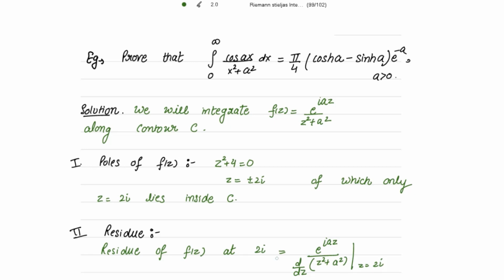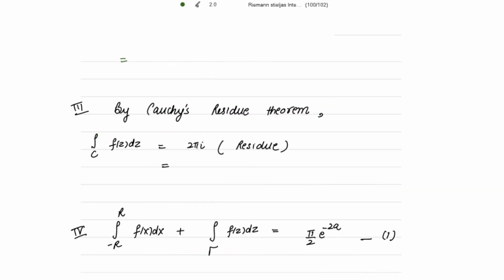The formula for that residue is the numerator as it is, divided by the derivative of the denominator with respect to z. So this becomes 2z at z equal to 2i. So this is equal to e^(iaz) over 2z at z equal to 2i, which becomes, now z is equal to 2i, that is e^(-2a) over 4i.